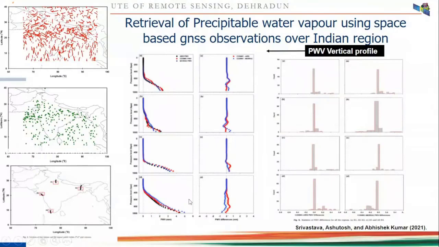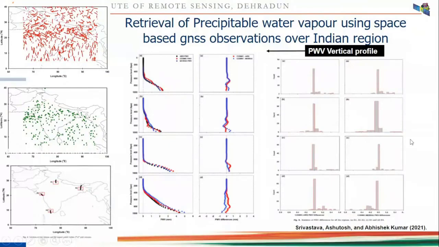We have derived it, and we have estimated the vertical profile of this water vapor. We can see on the right that the differences are very close to zero in all the profiles.